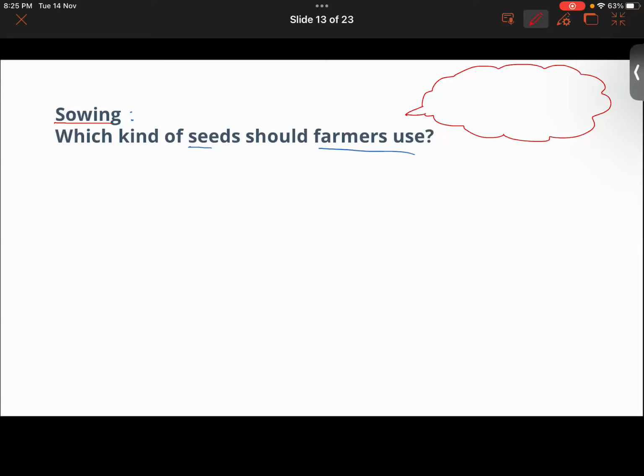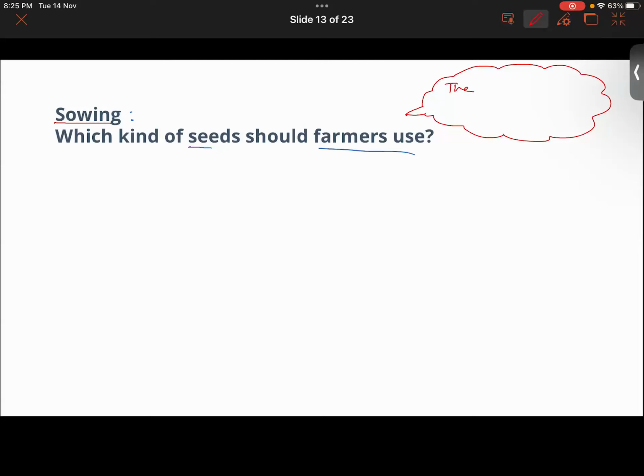So if you simply scatter the seeds on the ground for the growth of crop plants, it can still be called sowing. Those are the aspects of what we need to take care of while sowing. So simply we say that sowing is the scattering of seeds on the ground for crops to grow. Okay?